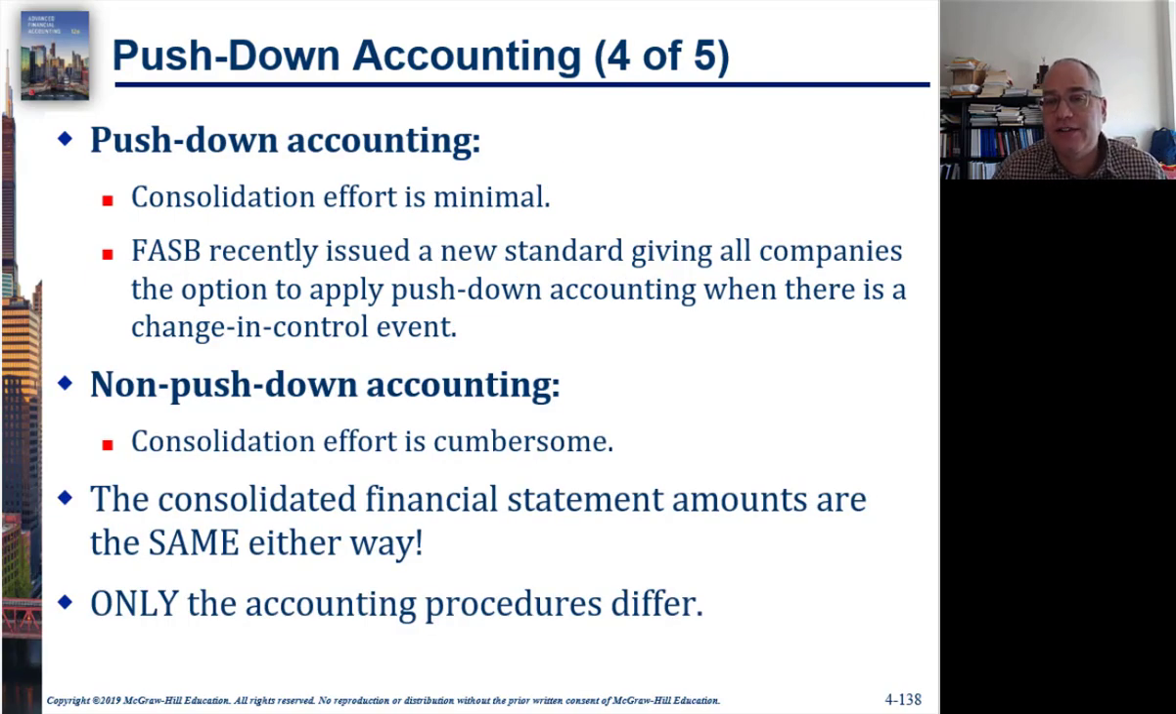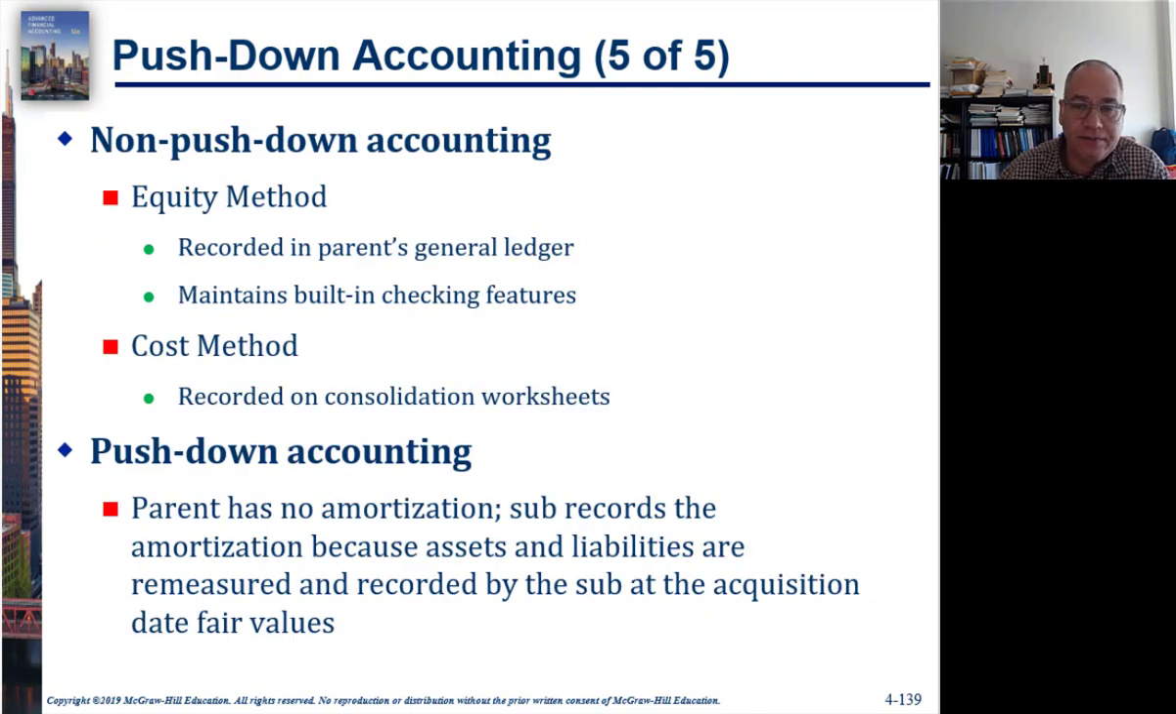Push-down accounting simplifies consolidation, and all companies can use push-down accounting as an option according to the FASB. And non-push-down accounting, again, you have this consolidation effort, which is quite cumbersome. But that's what we've been learning up until now. Push-down accounting is much simpler. In fact, it's so simple, I don't think I need to go through an example. The book value is going to be equal to the investment after you record your push-down entry. And consolidated financial statement amounts should come out exactly the same way, only your accounting procedures themselves differ.